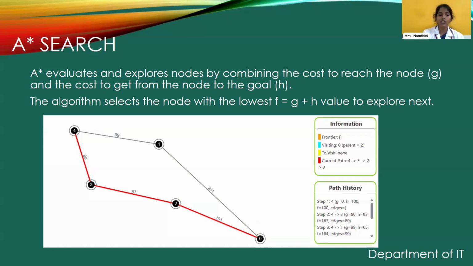Then it will traverse from 3 to 1, 3 to 2. The path cost is 97. Then it will backtrack from 1 to 0. The path cost is 211. Based on the history, it is too costly to reach the goal, so it will backtrack to 2 to 0. The path cost is 101, which is the lowest path and the easiest way to reach the goal. So this is the A-star algorithm, which is the optimal algorithm compared to others.